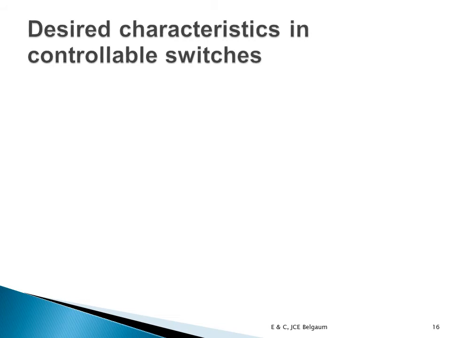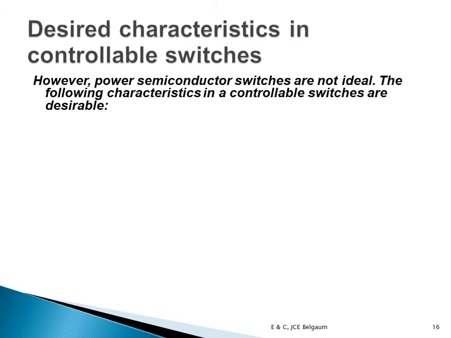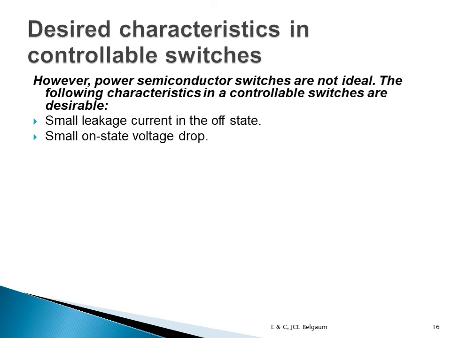We'll see to it. So we have seen basically the ideal characteristics. Now what we are going to see is the desired characteristics of controllable switches. So what is desirable? I'm not getting the ideal, but at least I expect some good quality of an electronic switch. So what are they? A small leakage current in the off state. I told you in the off state no current should flow, but here there is going to be a flow of current, and let that current be as small as possible, and hence I say small leakage current in the off state. Small on state voltage drop.